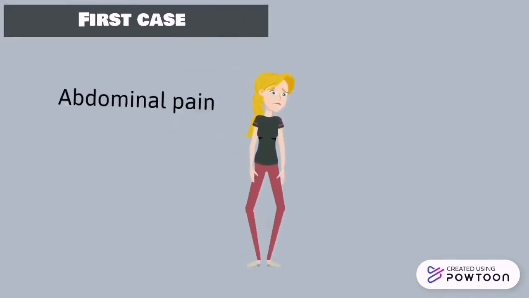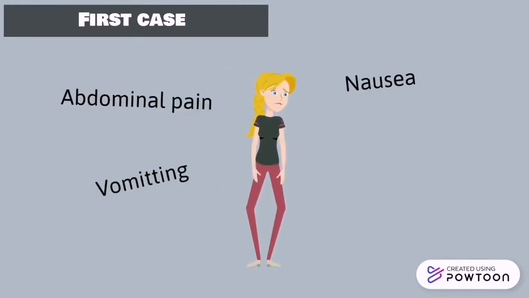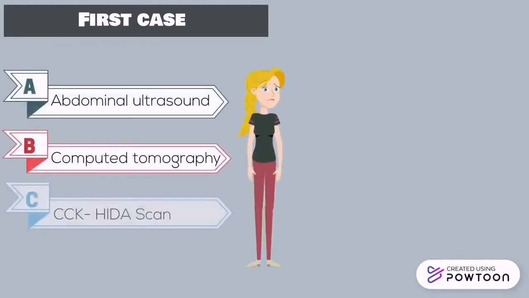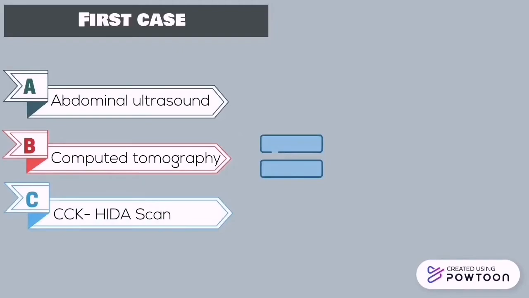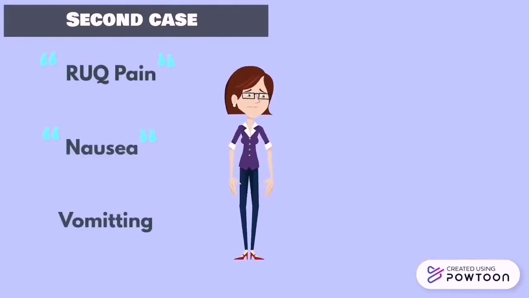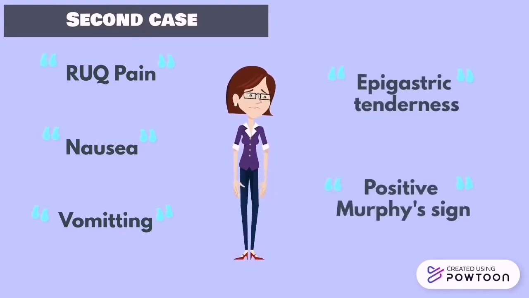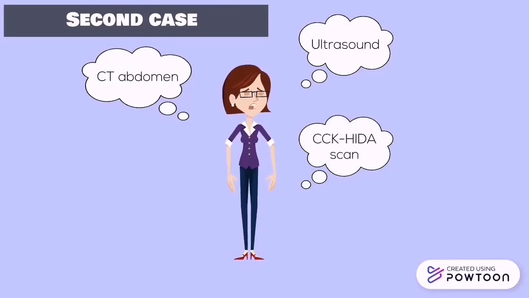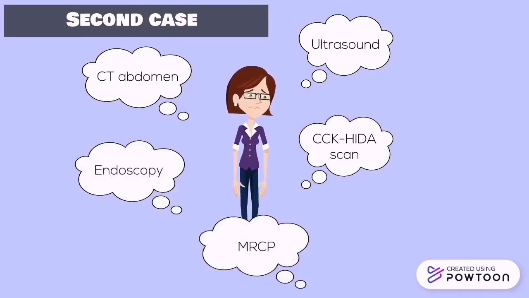The first case is a 28-year-old female presented with abdominal pain, nausea and vomiting. Physical exam detected right upper quadrant tenderness. Workup such as abdominal ultrasound, computed tomography, HIDA scan with cholecystokinin, all resulted negative. Moving on, a 49-year-old female, with history of right upper quadrant pain, nausea and vomiting. Physical exam exhibited epigastric tenderness and positive Murphy's sign. She underwent workup like ultrasound, CT abdomen, CCK HIDA scan, endoscopy and MRCP, which were all normal.